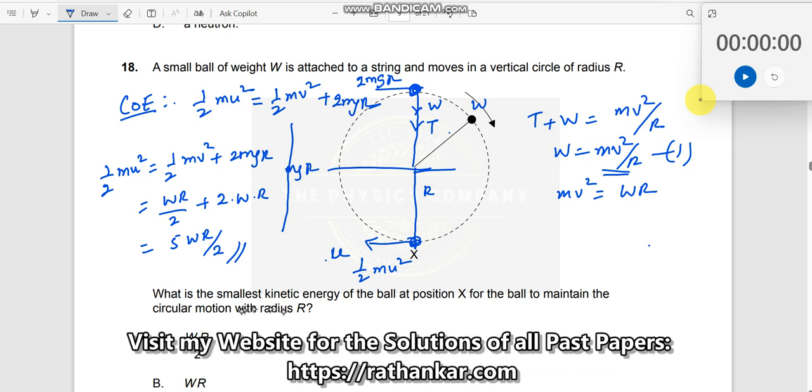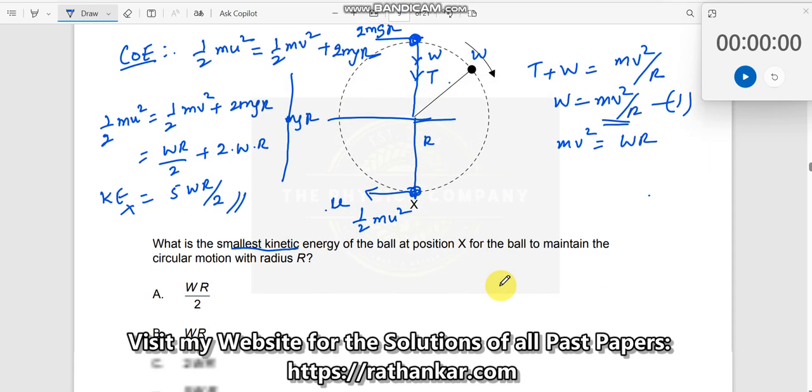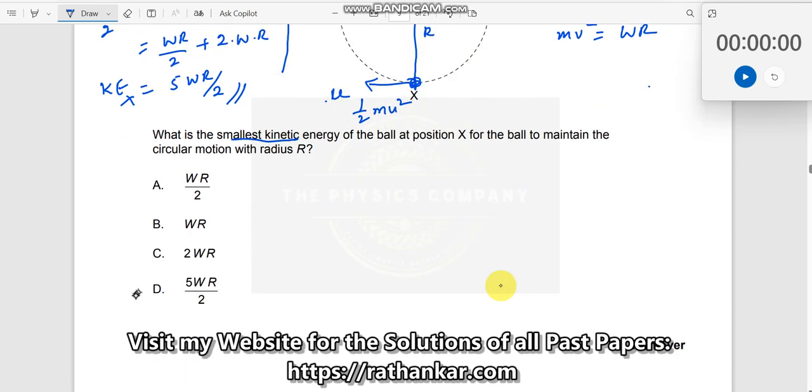What is he asking? What is the smallest kinetic energy at the point x? At the point x it is half mu square, which should be 5Wr by 2. Now look at this, which is the right option? D is the right option.